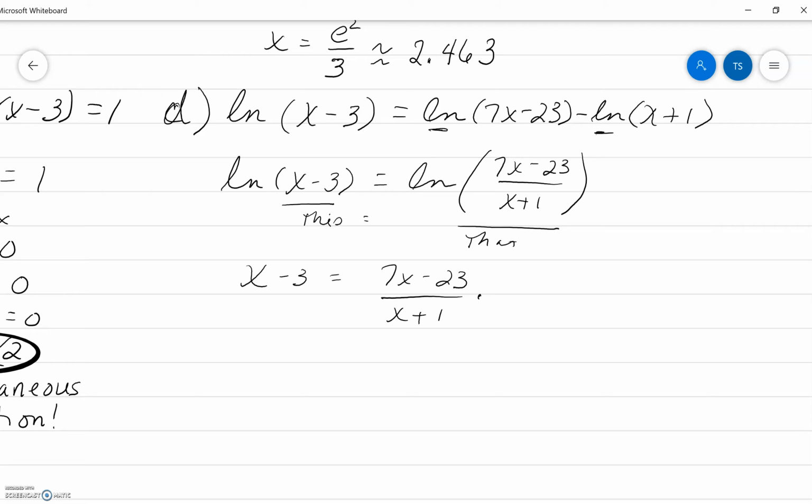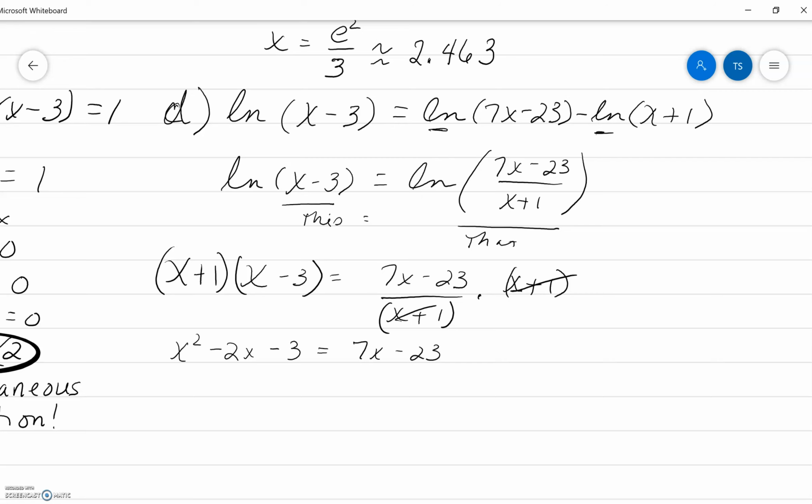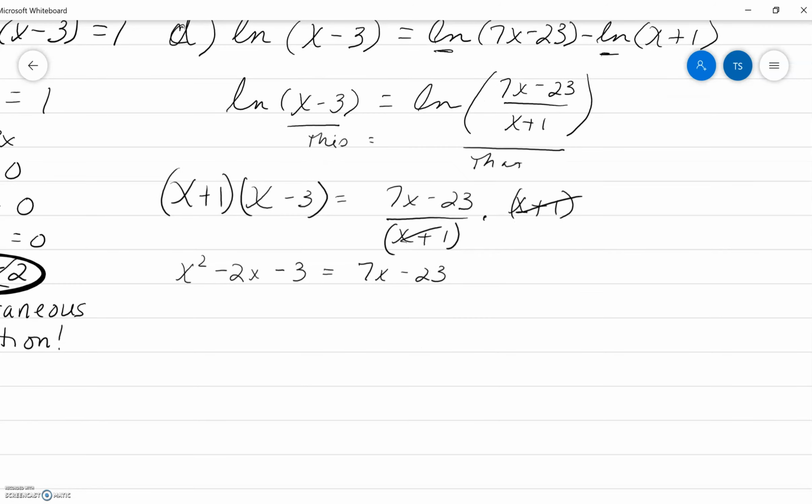And then I'm going to multiply both sides by x plus 1. Okay, on this side, those two just cancel. This side, we're going to multiply it out. So I'm going to FOIL. It's going to be x squared minus 3x plus 1x, so minus 2x. And then minus 3 equals 7x minus 23. Oh, I see a squared thing. So that means I've got to move everything to one side. So I'm going to add the 23. I'm going to subtract the 7x. So I've got x squared minus 9x plus 20 equals 0.